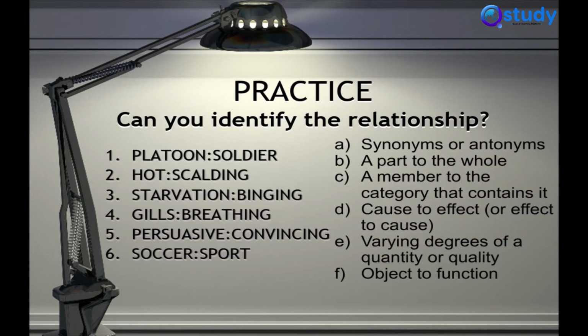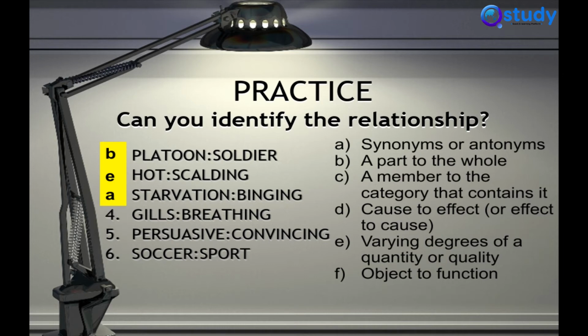So practice: can you identify the relationship? We have to find the relationship of the given question. First one is platoon to soldier. The answer is B, it means a part to the whole. Second one is hot is to sledding. The answer is E, varying degrees of quantity or quality. Then starvation is to binging. It is antonyms or synonyms.